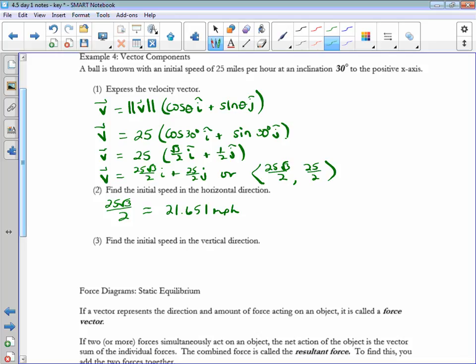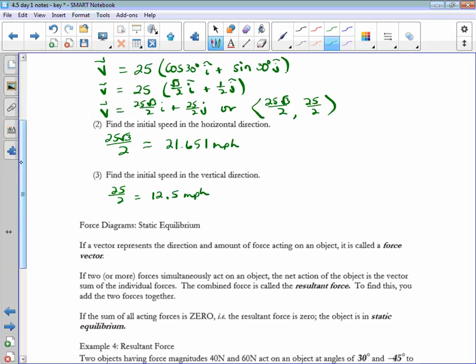What about the initial speed in the vertical direction? 25 over 2, which is 12.5 miles per hour. And guys, think about it for a second. If it's thrown at a 30-degree angle, doesn't it make sense that you'd have more speed in the horizontal direction than you do in the vertical direction? Okay, if it was thrown at a 60-degree angle, what would you expect? Yeah, much more in the vertical direction than the horizontal. Okay, so just think about it a little bit. Make sure your answers make sense. If it was 45, they'd be the same. Yes. See, your brain's working now.